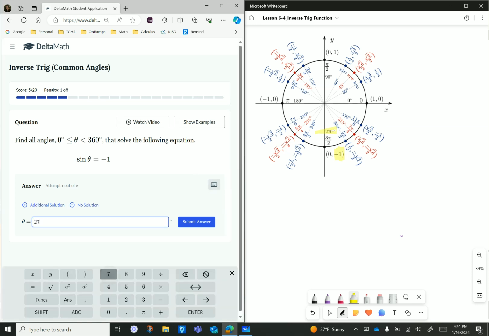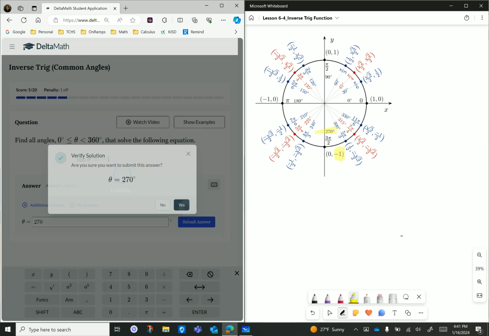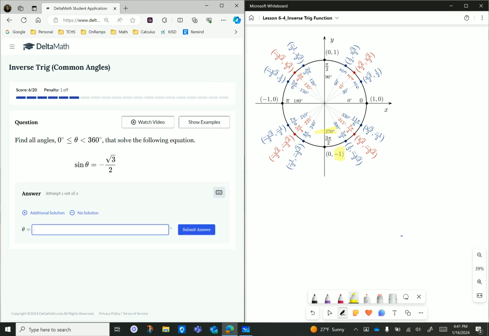So I'm hoping you're getting the hang of this as I continue to click. And you notice that all you're doing is the reverse of what you did before. Okay, instead of them giving the angle and you find the answer, they're giving you the answer and you're looking for the angle. So you are just solving for the angle, which is called inverse trig. Okay, where is the y value negative square root of 3 over 2? Well, it just so happens it actually happens 2 times.